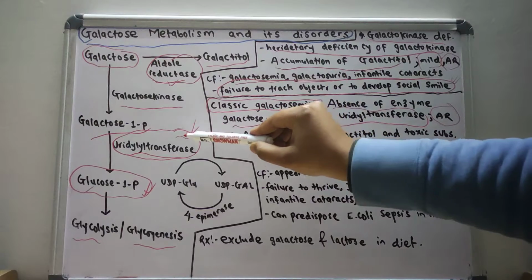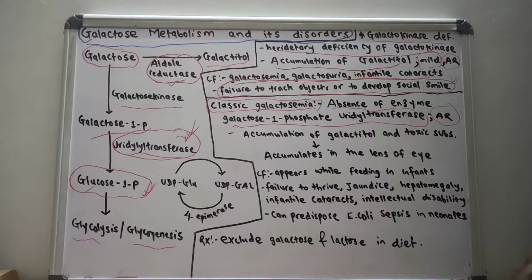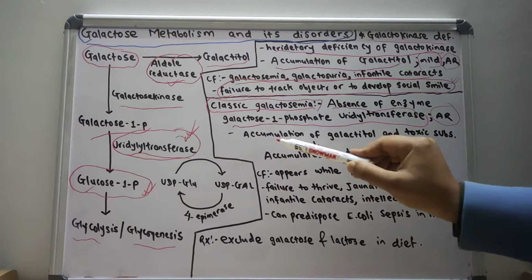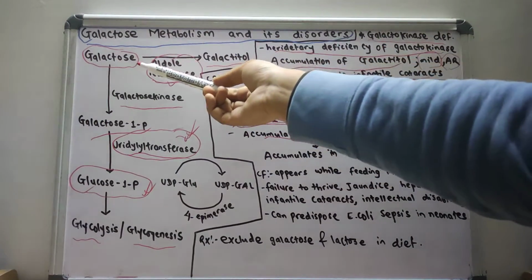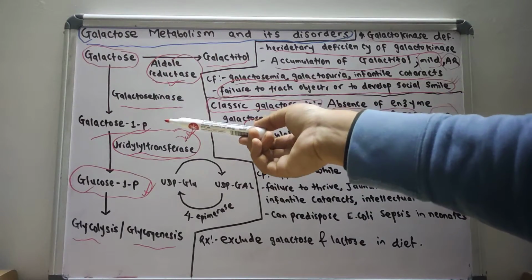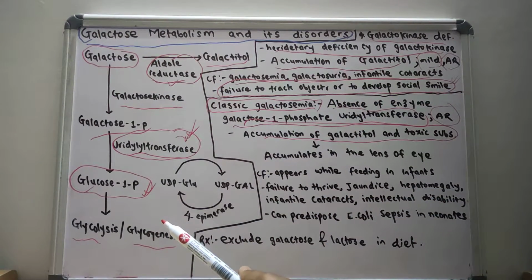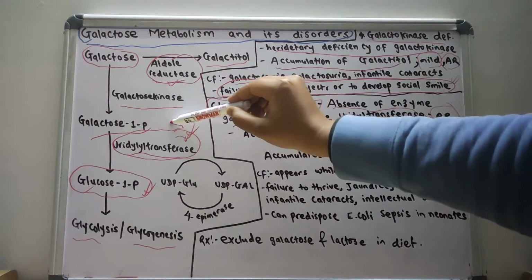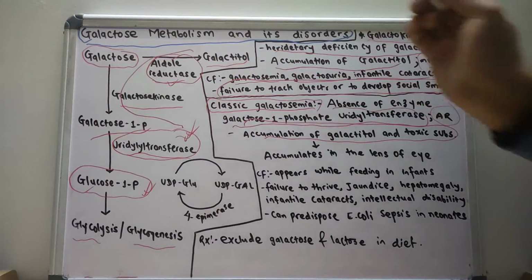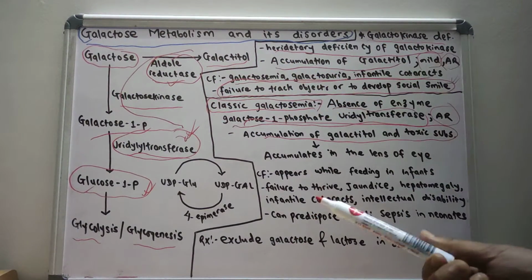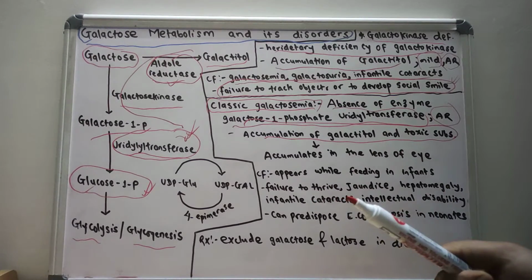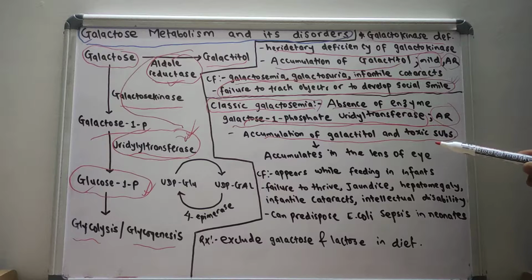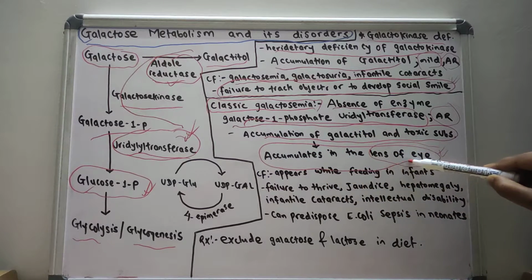So what happens when there is deficiency of uridyl transferase? There will be accumulation of galactitol and toxic substances. The galactose and galactose 1 phosphate will not be converted into glucose 1 phosphate, and eventually there will be more conversion of galactose to galactitol by the enzyme aldose reductase. So accumulation of galactitol and various other toxic substances mainly occurs in the lens of the eye. So there will be infantile cataract in the child.